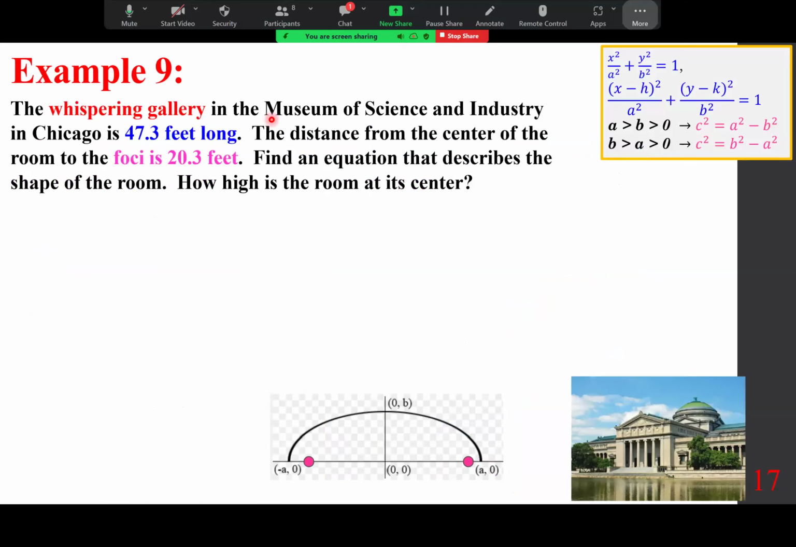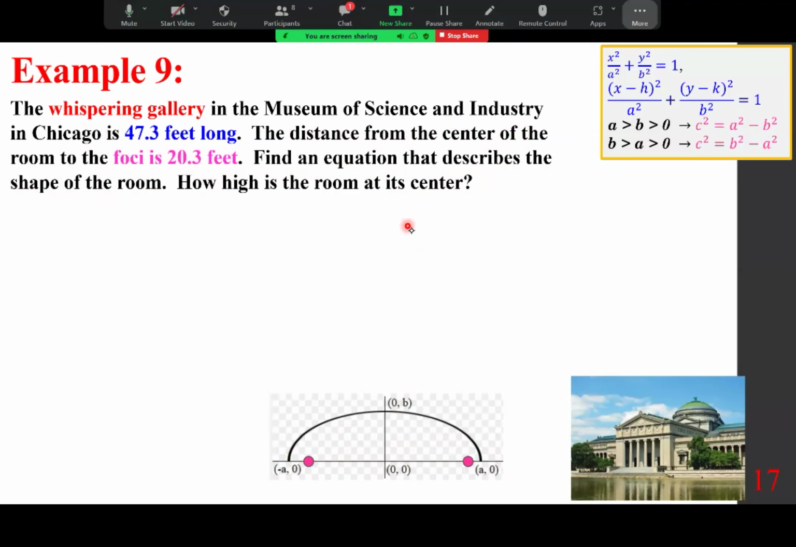The Whispering Gallery in the Museum of Science and Industry in Chicago is 47.3 feet long. The distance from the center of the room to the foci, this is the foci. So we have this distance, A to minus A, this whole distance. So in essence, this is 2A, everybody. This distance is 20.3 feet. This distance is 20.3 feet. Find an equation that describes the shape of the room. How high is the room at its center?